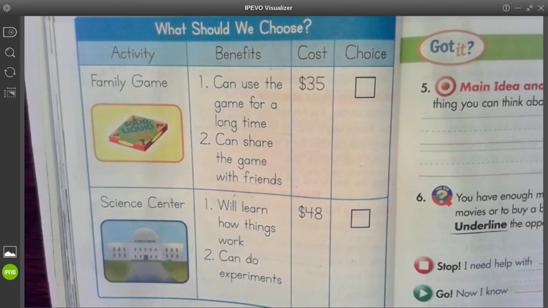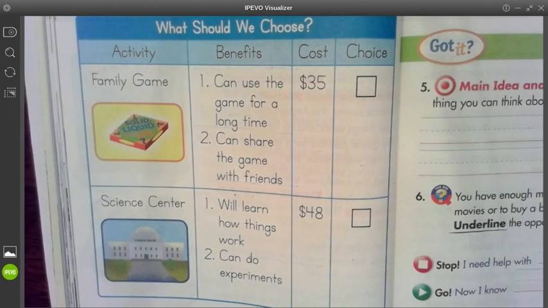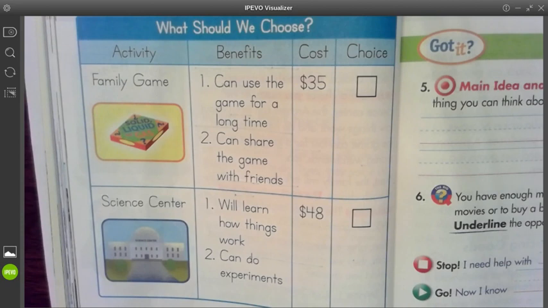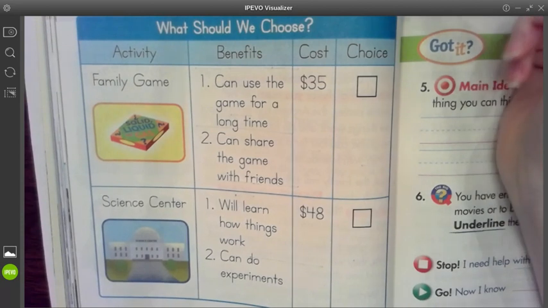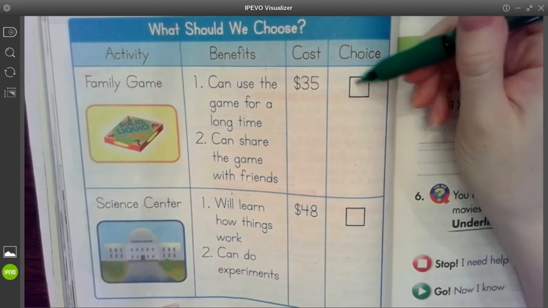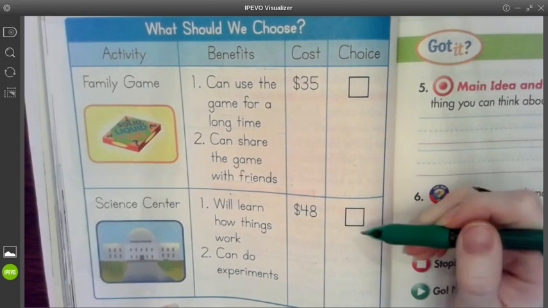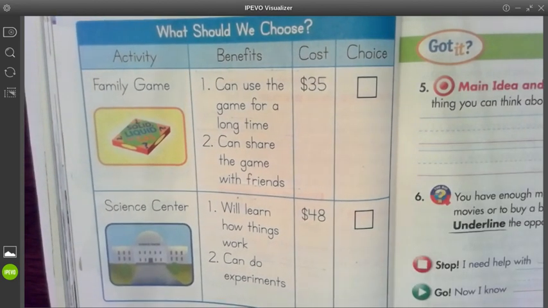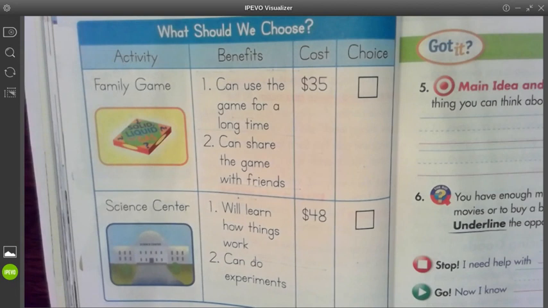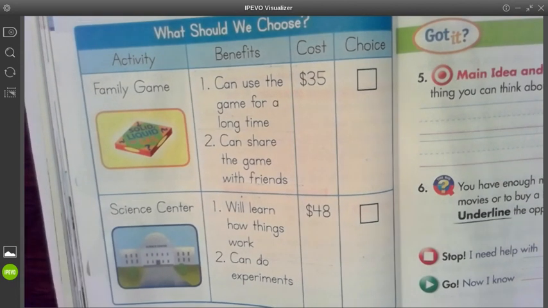So it wants to know what you would choose. So put an X, and that's actually a question on your quiz tomorrow, so you can't get it wrong, but I want to see which one you would have picked. So if you would have picked the family game, put an X there. If you would have picked the science center, put an X there. And then we're going to read and see what the Archer family picked.